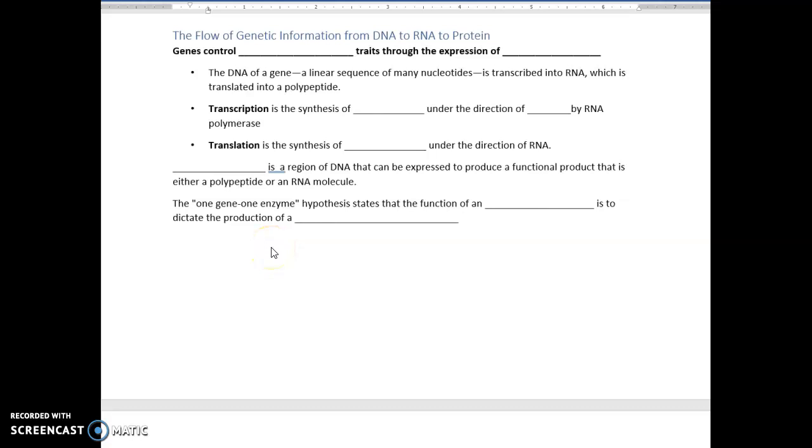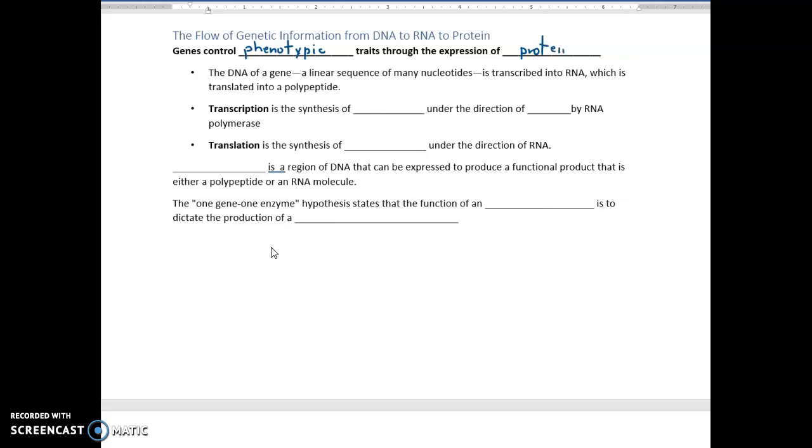So this section is going to be about the flow of information. The information is going to start in the DNA, in the genes, and it's going to be expressed then in the rest of the cell or in the rest of the body. So genes control phenotypic traits through the expression of proteins.